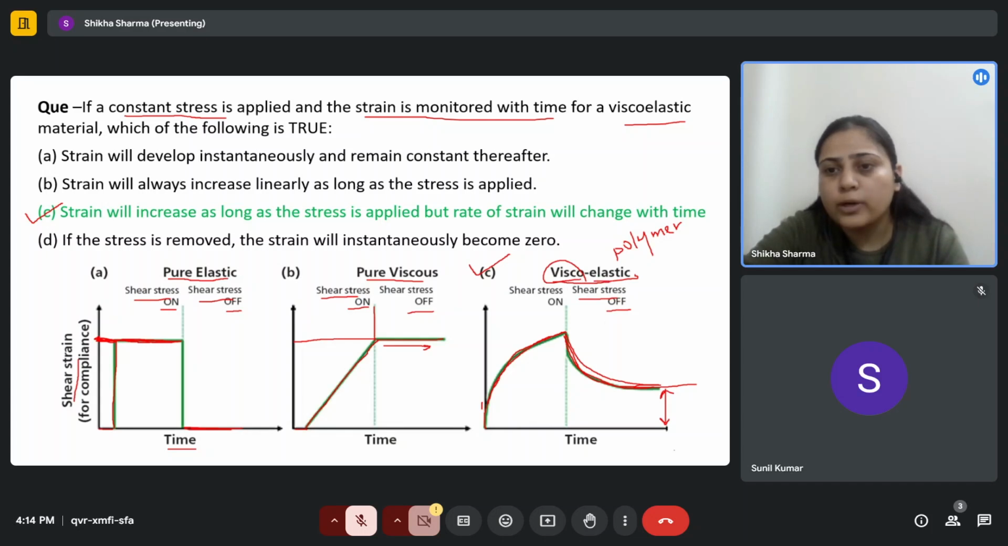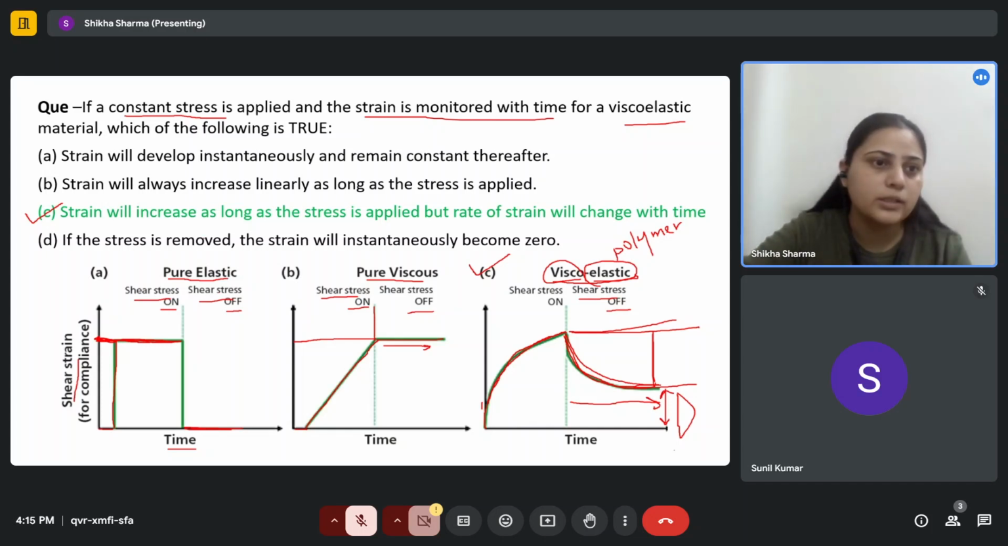Because of the presence of the elastic component, this much amount of the strain has decayed, from here to here, in this time interval. This much of the strain is decayed because of the elastic component, but this amount is not decayed because of the viscous component of the viscoelastic material. So option C is correct.